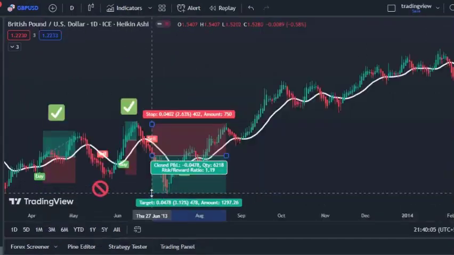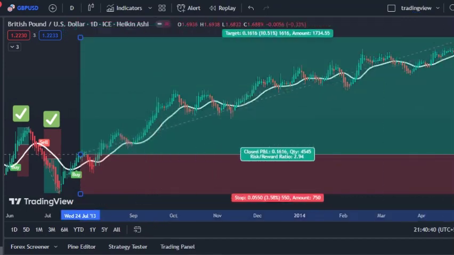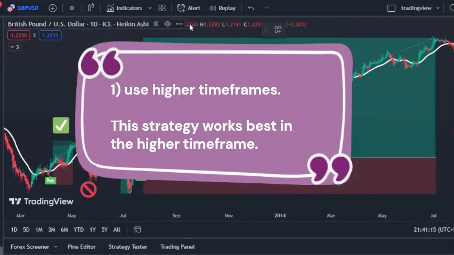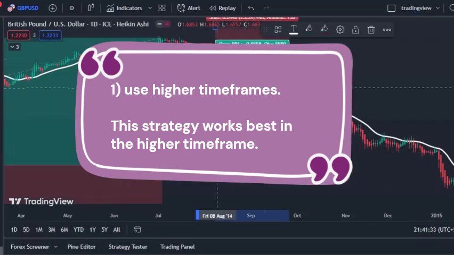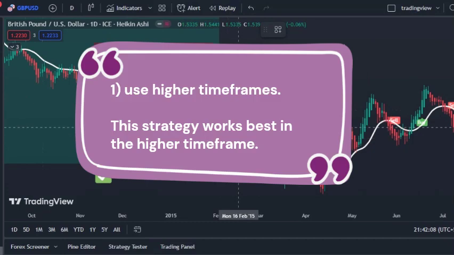Works great. Now let's see some things which you should avoid if you want to trade profitably using this strategy. First, use higher time frames. This strategy works best in higher time frames. You can use this strategy in lower time frames as well, but it might give you some false signals.